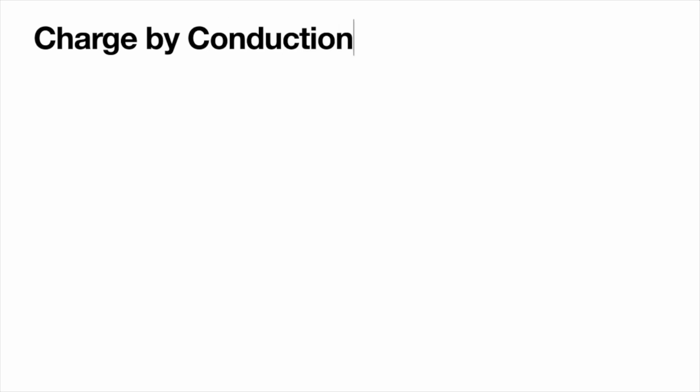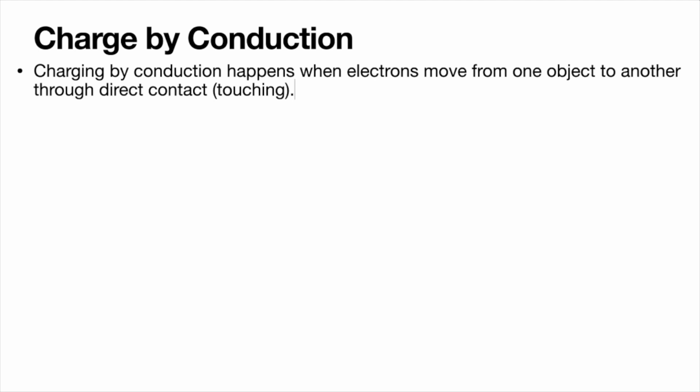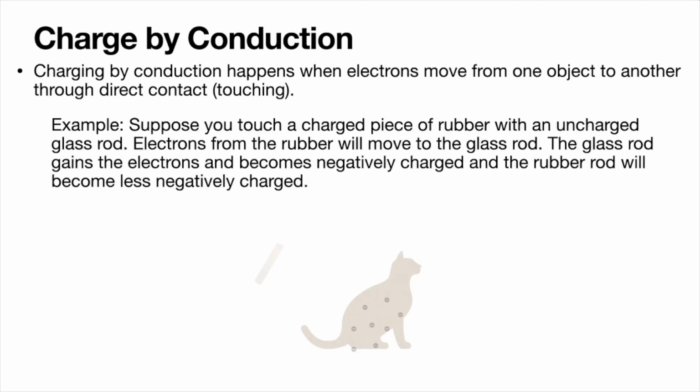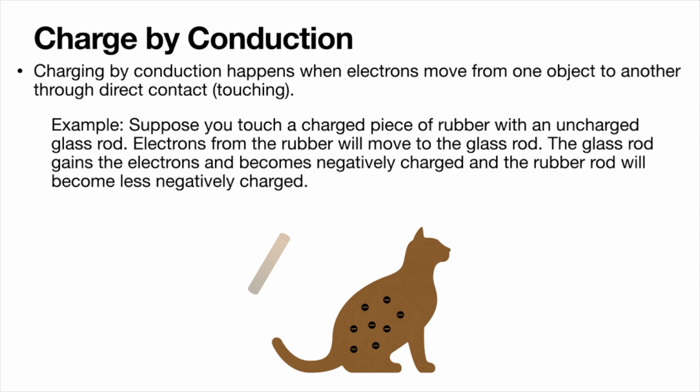The rubber gains electrons and becomes negatively charged. Charge by conduction. Charging by conduction happens when electrons move from one object to another through direct contact, touching. Example: suppose you touch a charged piece of rubber with an uncharged glass rod. Electrons from the rubber will move to the glass rod. The glass rod gains the electrons and becomes negatively charged, and the rubber rod will become less negatively charged.